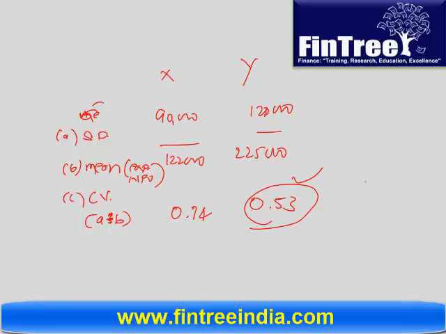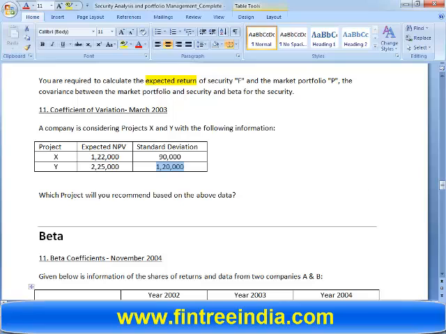Are we good? Please remember, don't do it the other way around. It is always standard deviation divided by mean. Interpretation is risk taken per unit of return. Are we good to move on? Alright, then question number 12.